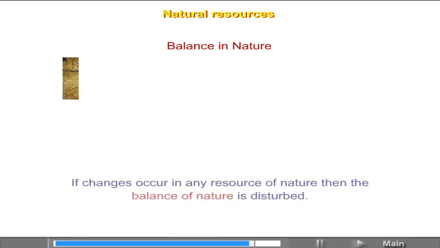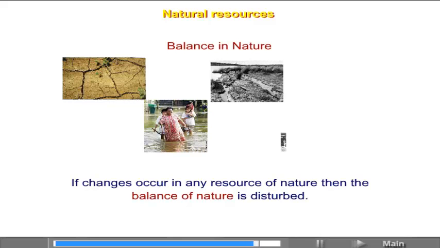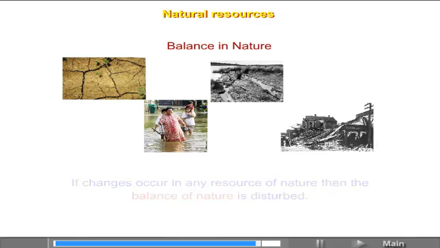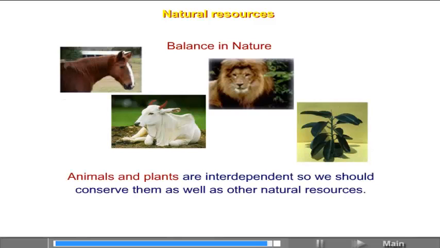Balance in nature. If changes occur in any resource of nature, then the balance of nature is disturbed. Nature's balance is also disturbed by natural calamities like earthquakes, droughts, soil erosion, etc. Animals and plants are interdependent, so we should conserve them as well as other natural resources.